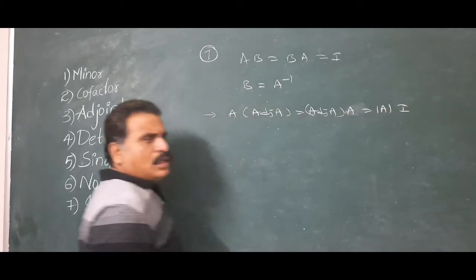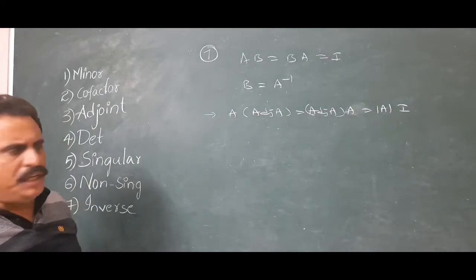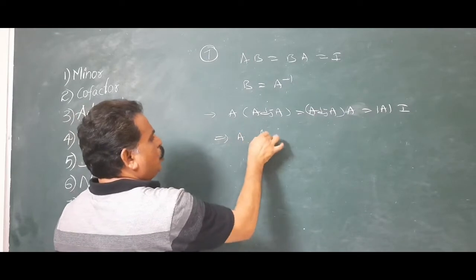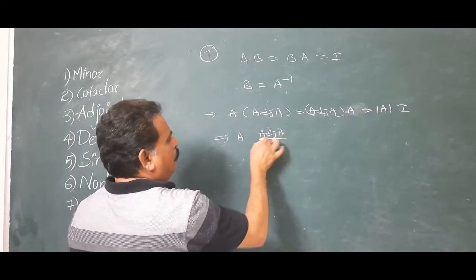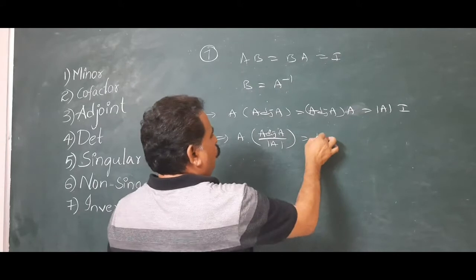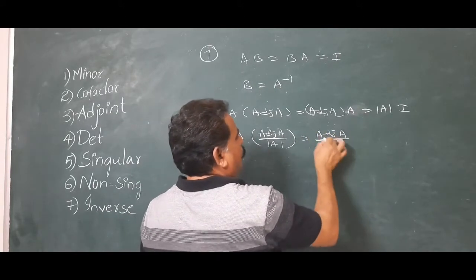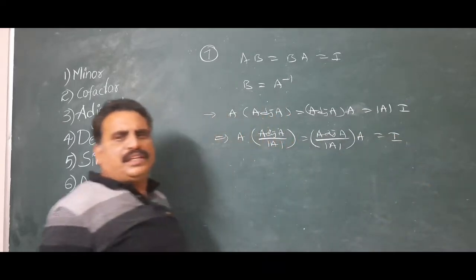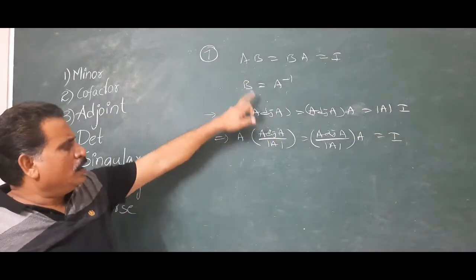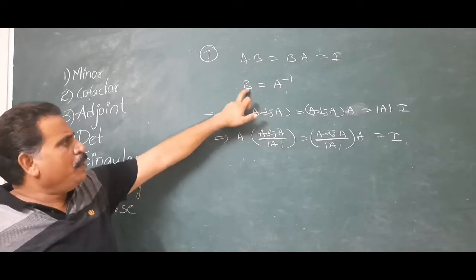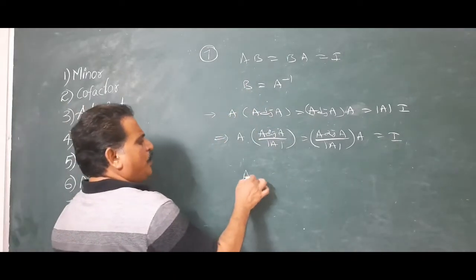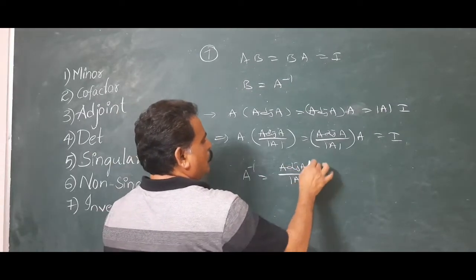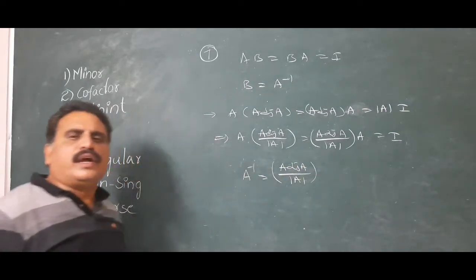Det A into I. Now divide with det A. That implies A into adjoint A by det A equals adjoint A by det A into A equals I. By the definition, B, clearly adjoint A by det A, B means A inverse. So the inverse of A is A inverse equal to adjoint A by det A, so 1 by det A into adjoint A.